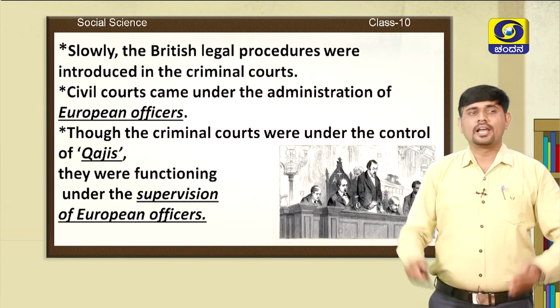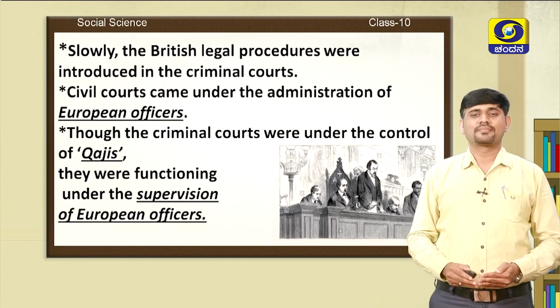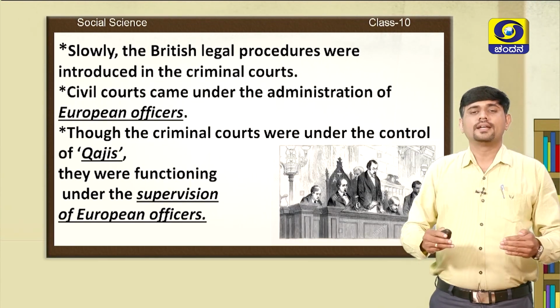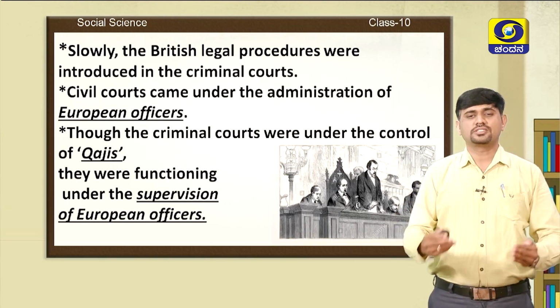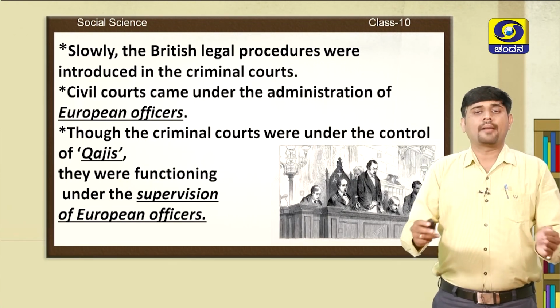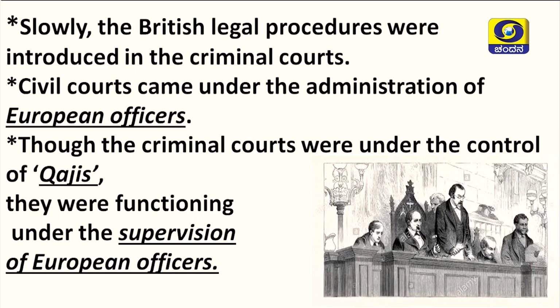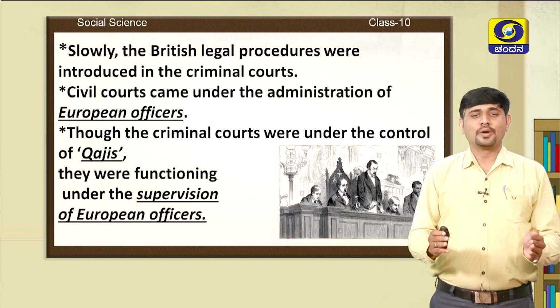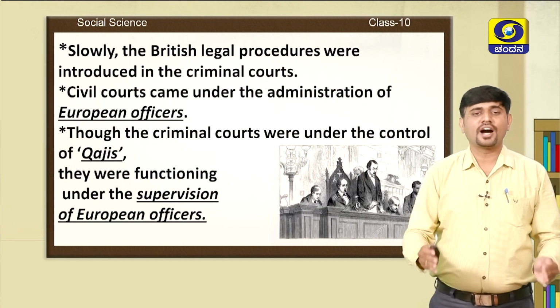Slowly the British legal procedures were introduced in the criminal courts by the British government. The British started improving the legal procedures. A new legal code of conduct was introduced by the British government. Not only that, the civil courts came under the administration of European officers. Though the criminal courts were under the control of Qazis, finally they were also functioning under the supervision of the European officers. With this, the British were able to establish the new judicial system in India.